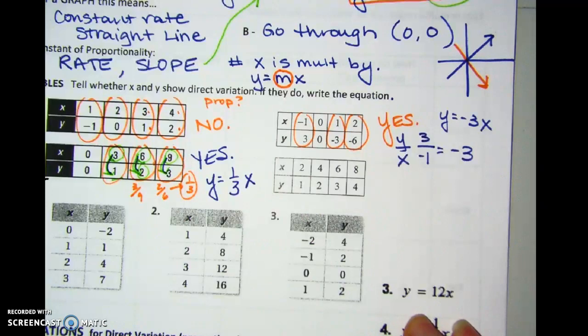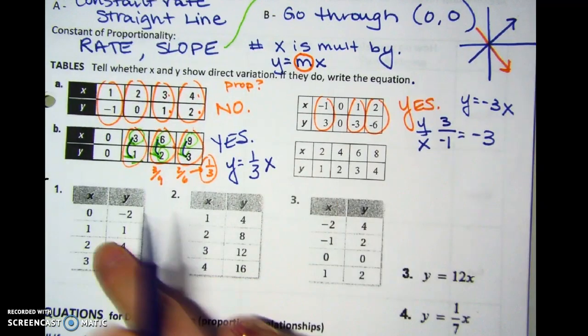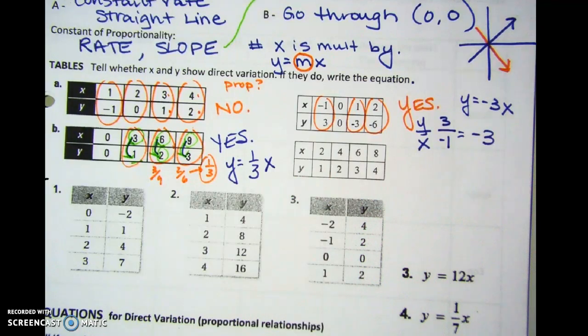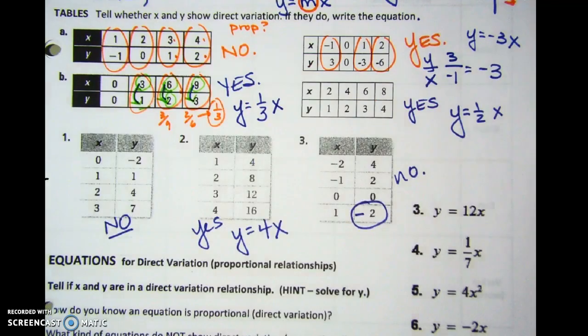So you are going to finish the next four tables here, decide if it's yes or no, are they proportional or direct variation, and then if they are, see if you can find the rate by doing y over x and come up with the equation. Okay, so pause and try those tables. Okay, hope you actually did these.